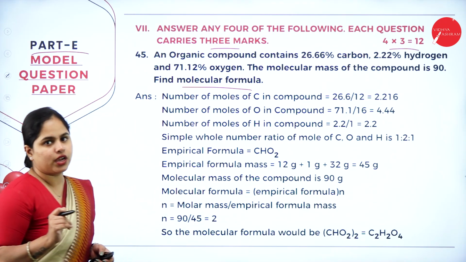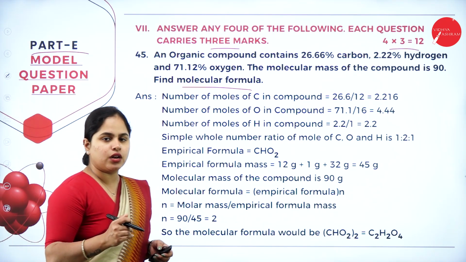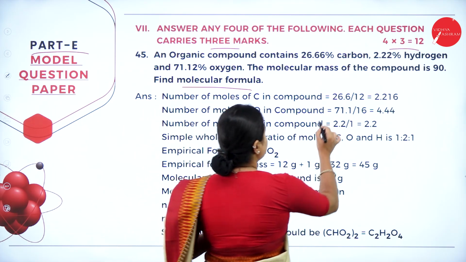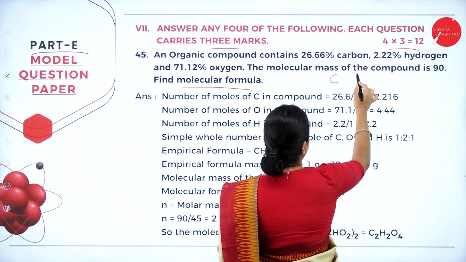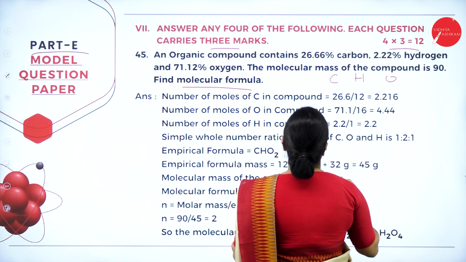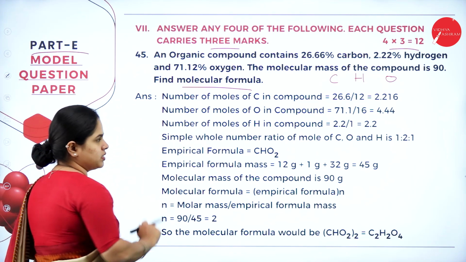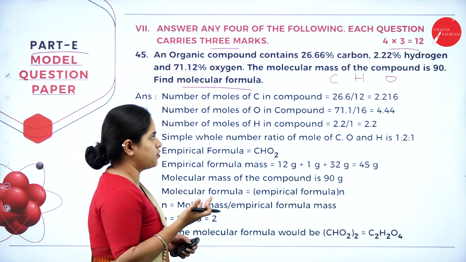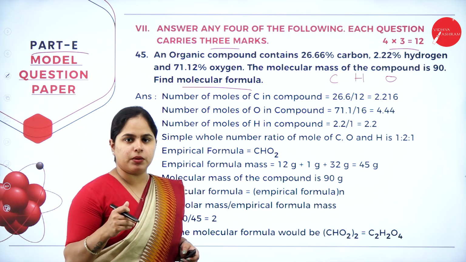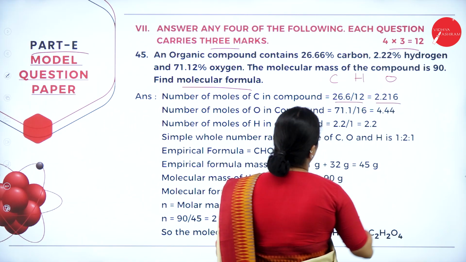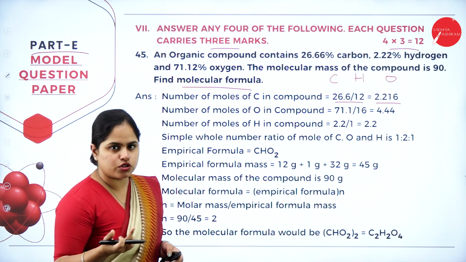So first you have to calculate the number of moles. How do you calculate the number of moles? That is mass by molar mass. Which elements are given here? Carbon, hydrogen and oxygen. You already know the percentage, so 26.66 for carbon divided by the atomic mass, which is 12, will give you 2.22. So this is the number of moles of carbon.